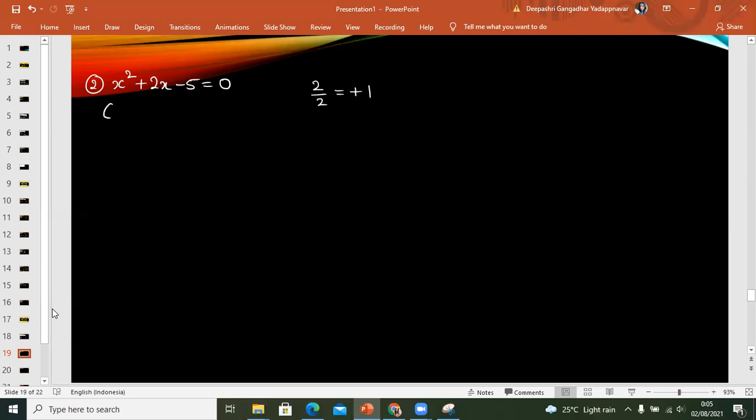So we can write here (x + 1) whole square. Whatever number you get, you have to write that with x plus that number, or if you get negative, then x minus that number with the whole square. Then bring this negative 5 to the right side, it will become positive 5.